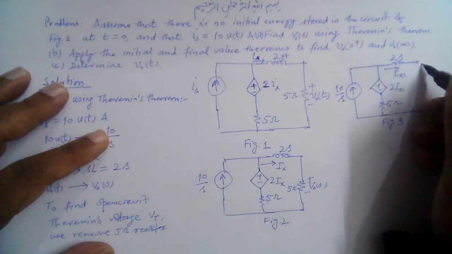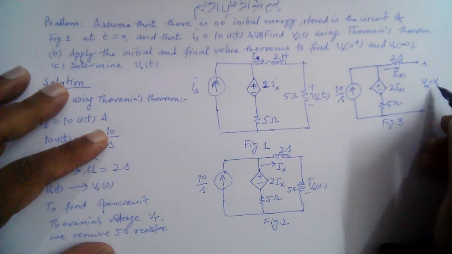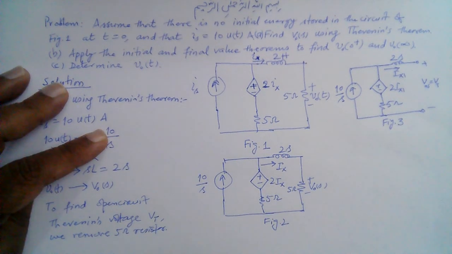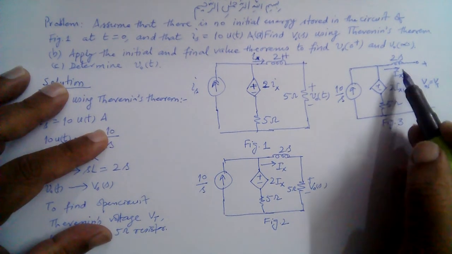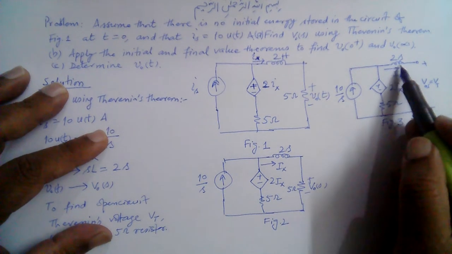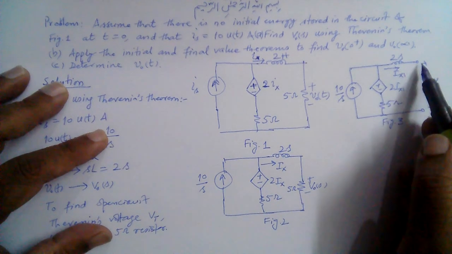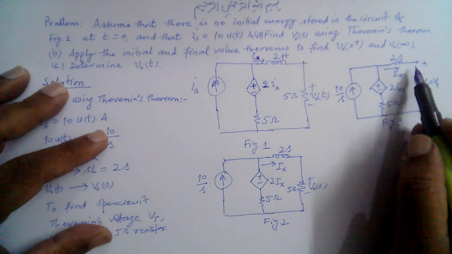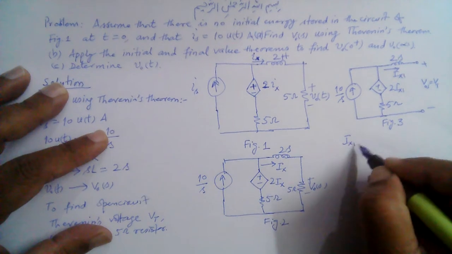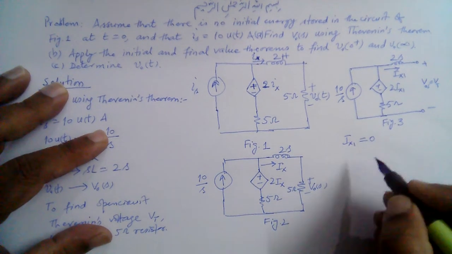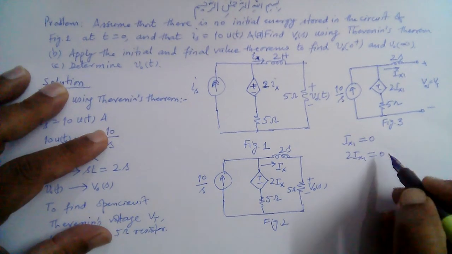Let's call this fig 3. So this voltage here, the open circuit voltage, is the Thevenin open circuit voltage, right? Note that the potential drop across this inductor is 0, because there is no current flowing through it. There is no way that current can flow through it. So the current flowing here is 0, so Ix1 is equal to 0. Therefore this controlled source 2Ix1 is also equal to 0.